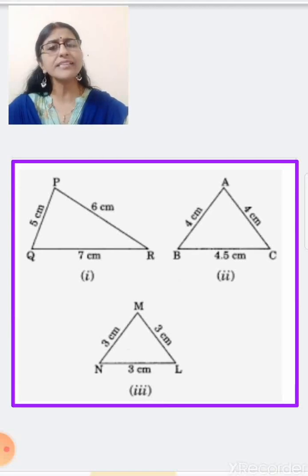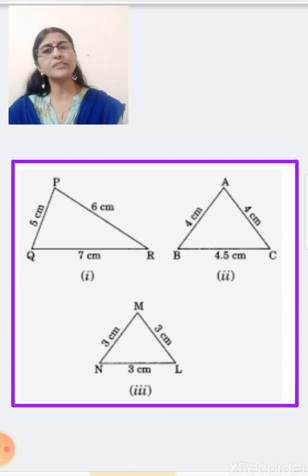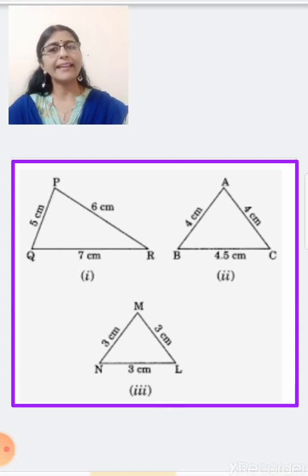Now second one you see triangle ABC. Here you can see AB is 4 cm, AC is also 4 cm and BC is 4.5 cm. So two sides are equal. So when two sides are equal, it is an isosceles triangle.